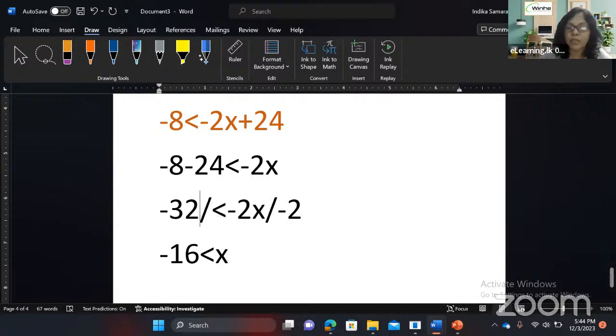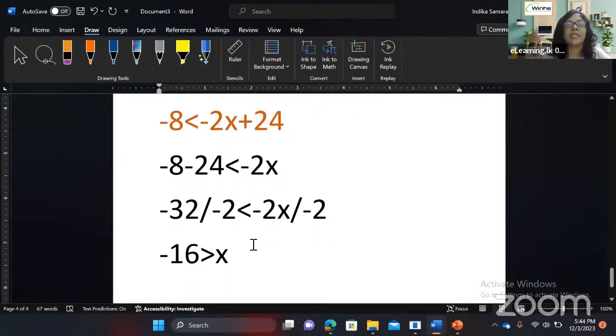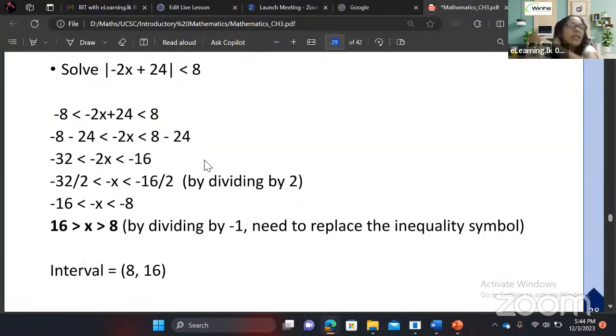If you divide both sides by minus 2, then the inequality sign will change. So x is less than, sorry, no, less than 16, not minus, less than 16, greater than 8. So this is the answer. That's why it's given like that.